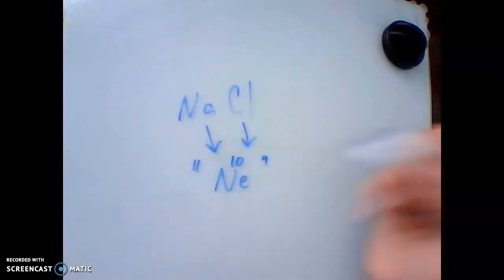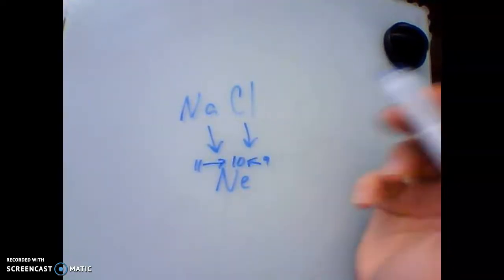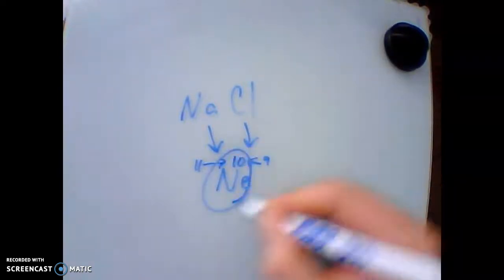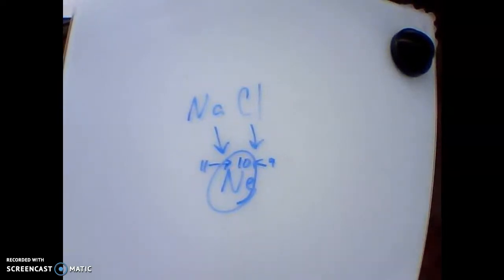11, chlorine has 9. So sodium wants to give up 1 to go to 10, chlorine wants to gain 1 to go to 10. So that's why they're doing it. They're trying to get the same electron configuration as neon. And that is what you guys need to know for electron configurations.